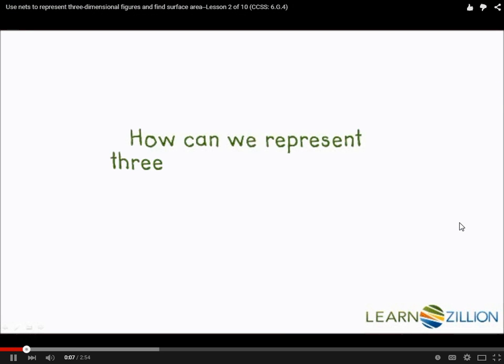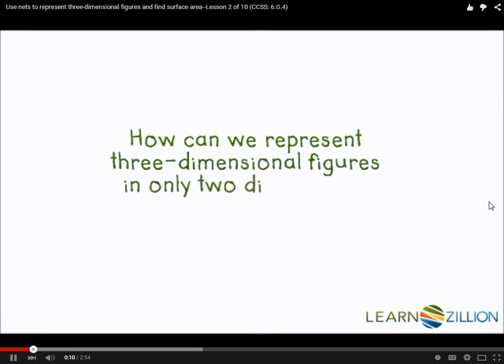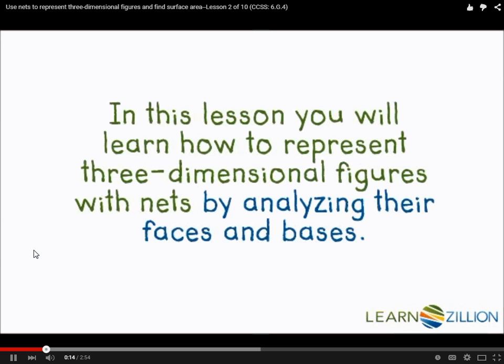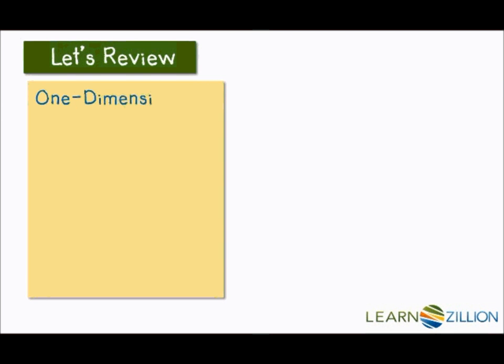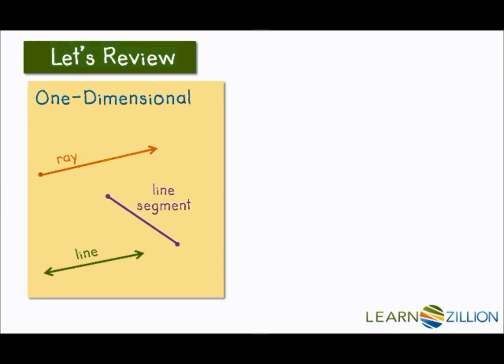How can we represent three-dimensional figures in only two dimensions? In this lesson, you will learn how to represent three-dimensional figures with nets by analyzing their faces and bases. Because we are talking about three-dimensional figures, it's important that we understand what a dimension is. And I'm going to show you some examples of one-dimensional figures. Right here you see a ray, a line segment, and a line. And these have one dimension because they only have length. They don't have a width or a height.